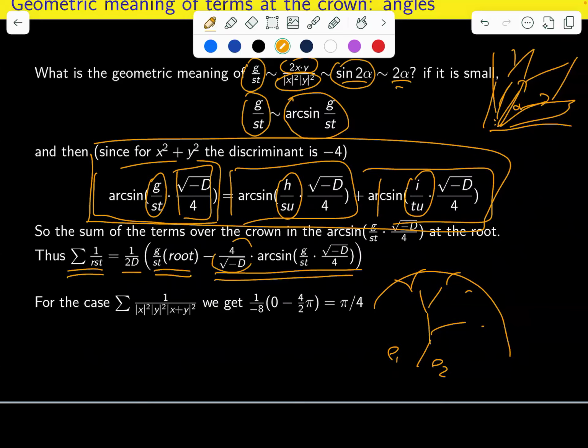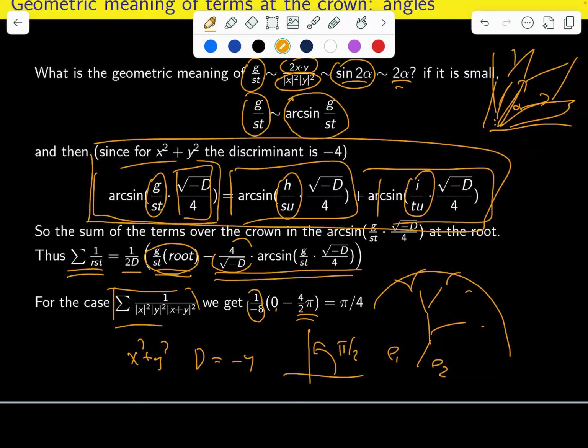And so if you plug all that into the initial formula for the sum of these squares, here the form is like x squared plus y squared. The discriminant is minus 4. So here you have minus 8. So here you have 0. Here you have 4 over 2 times pi, because we have twice the angle here. So here the angle is pi over 2, but we have twice the angle. So it will be pi multiplied by this constant, which is just the square root of minus d divided by 4, like 2 divided by 4. When you compute it, you have the correct value of pi over 4.